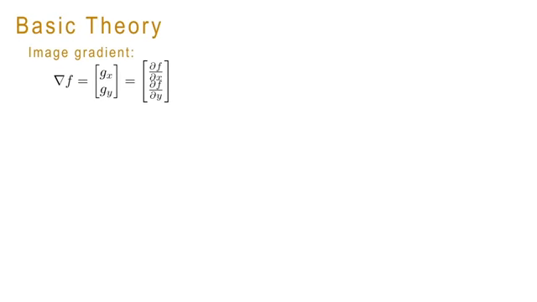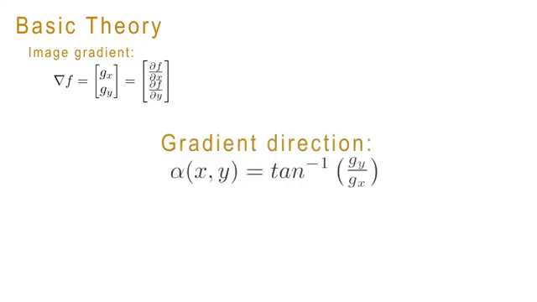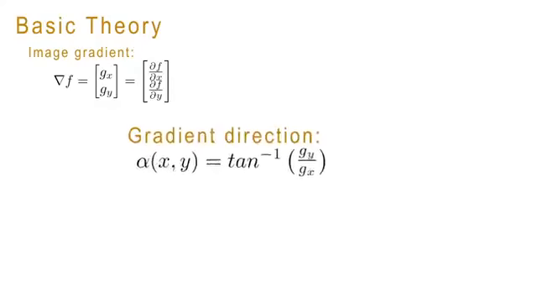The result is defined as a vector which has the important geometrical property that it points in the direction of the greatest rate of change of the image at the given location. The gradient direction is given by the inverse tangent of the partial derivatives, which is orthogonal to the edge direction.